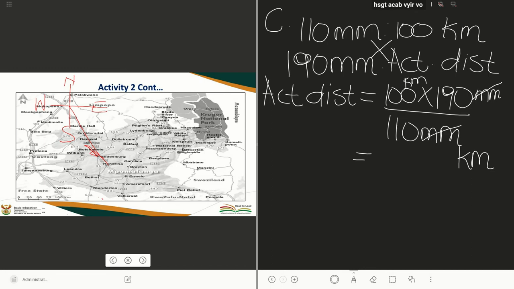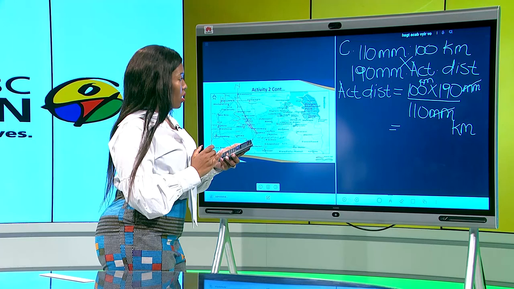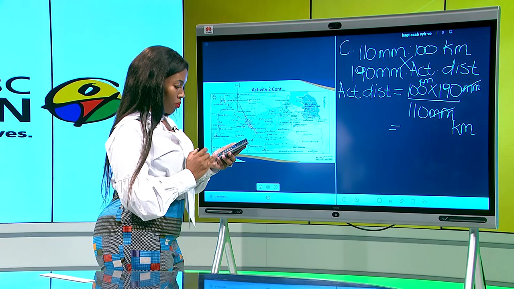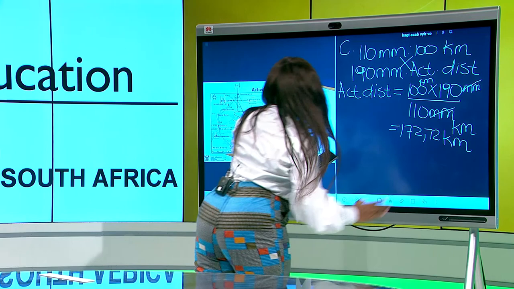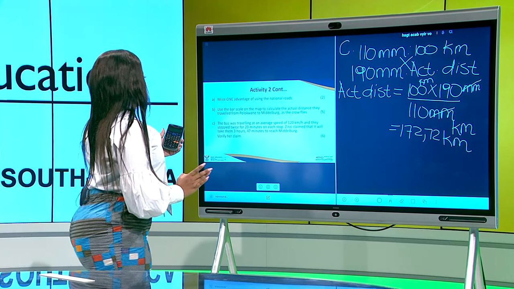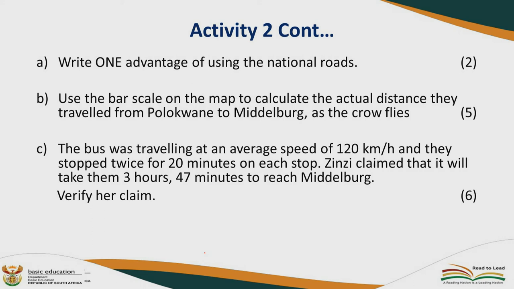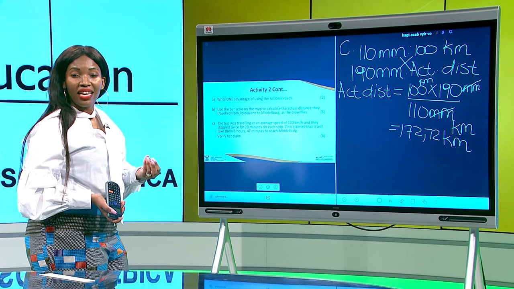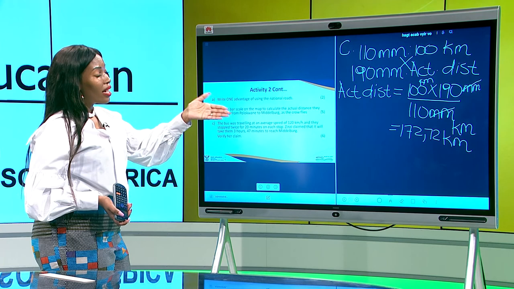Now you take out your best friend, your calculator, you say 100 multiplied by 190, you get the answer, and then you divide by 110. The answer that I'm getting is 172.72 kilometers. What was the instruction? They say you must calculate the actual distance. They didn't say whether the distance must be in decimals or to the nearest kilometer. So you can leave your answer as 172.72 kilometers. Remember, when you read the instruction in your exam paper, it says all answers must be rounded off to two decimal places unless otherwise stated, depending on the context that you are working with. So in this case, you can leave it as 172.72 kilometers. You will still get your full marks, or you can round it up to say it is 173 kilometers.